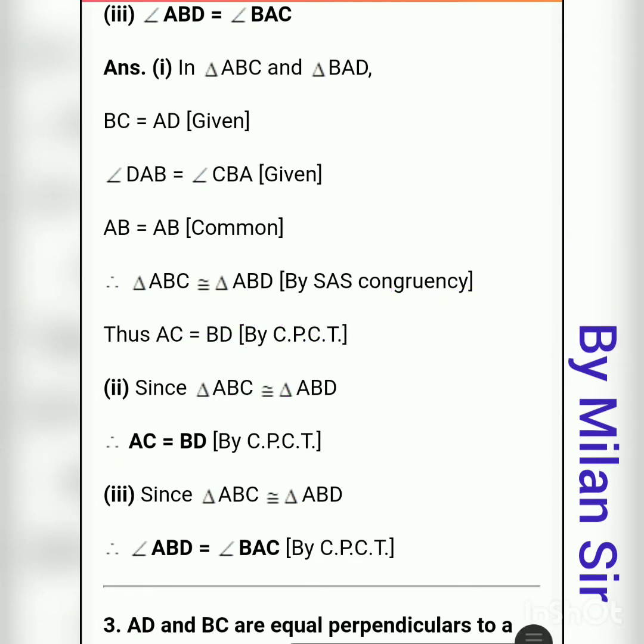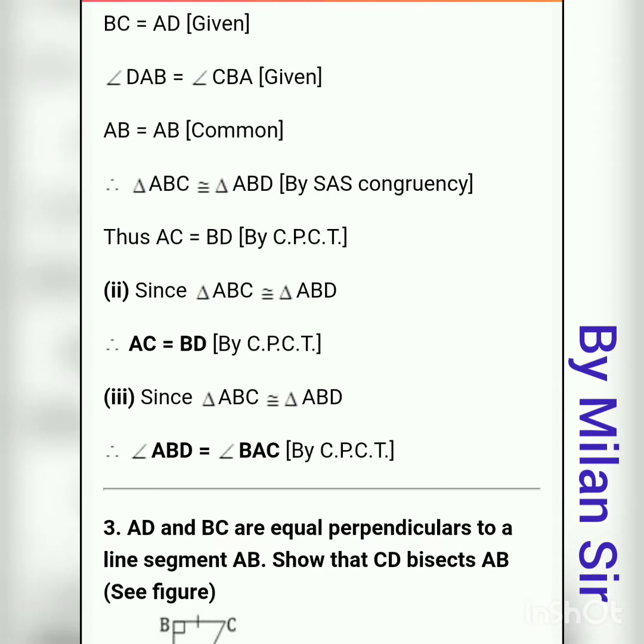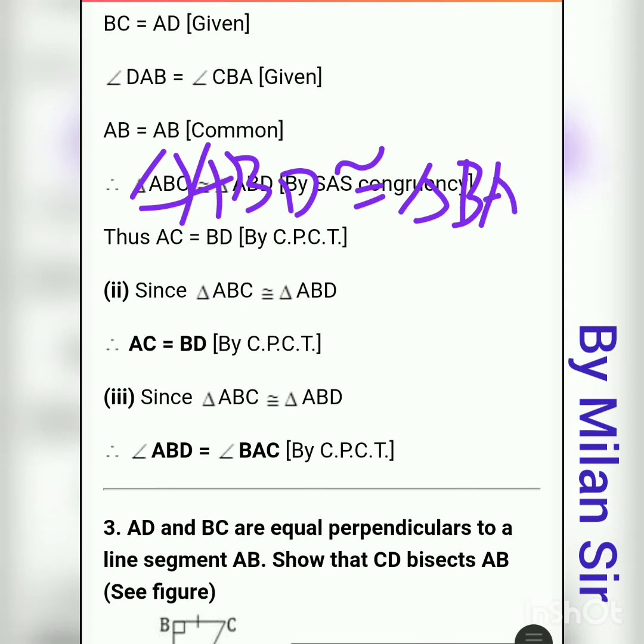Sorry, here triangle ABD is, BCA, right? BAC. What we proved here: triangle ABD is congruent to triangle BAC. Now we need to prove that AC is equal to BD. So BD we have at second and third position in the first triangle. If we check the second and third position here, it is AC.